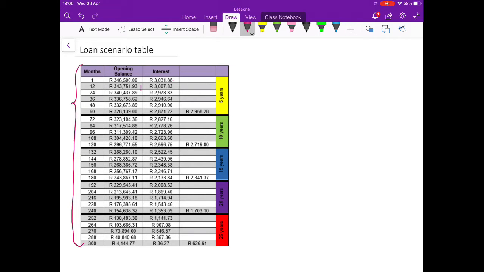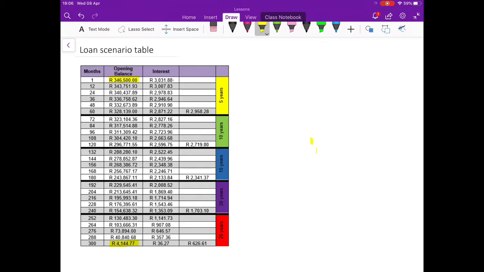Well, the first thing we're going to have a look at is to see if we can determine, is it going to be an increasing or decreasing graph? So let's have a look at the first value. Our first value over here is 346,000, and our bottom value is only 4,144. So clearly this is a decreasing graph. The next thing we have to ask ourselves, is it decreasing at a constant rate?